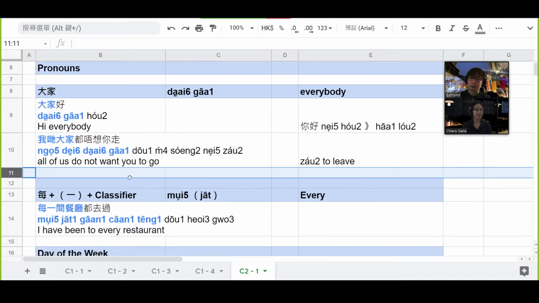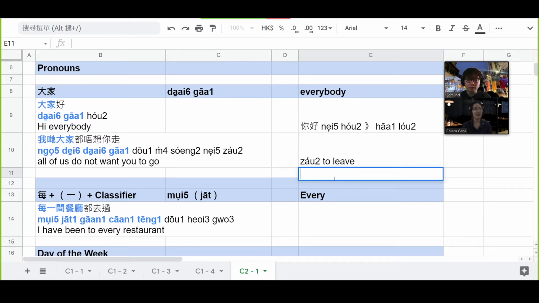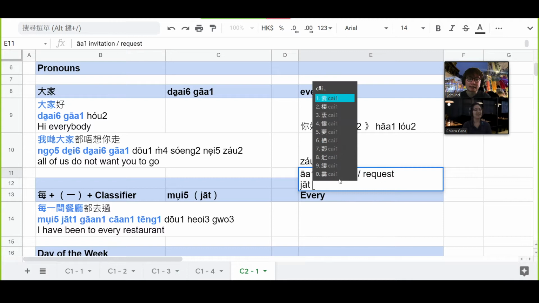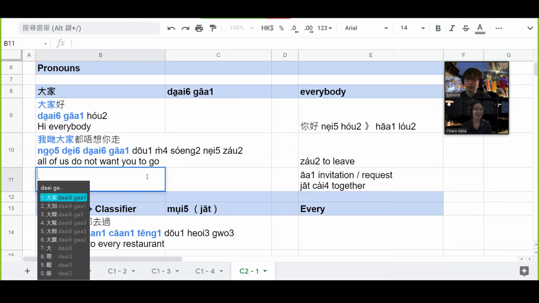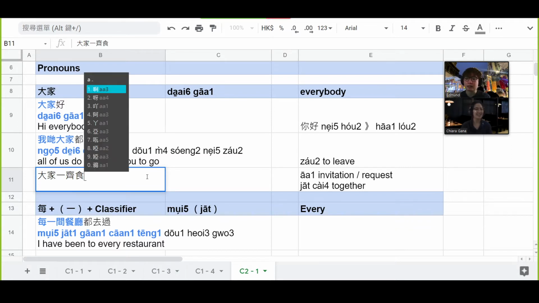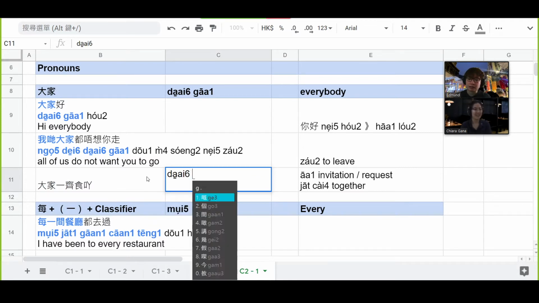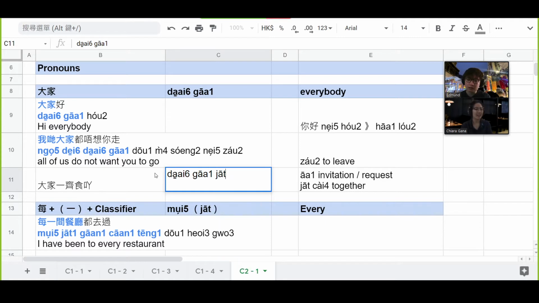Okay, so maybe you can try one sentence. If you remember, do you remember what tone is used for request or invitation? The first tone is for invitation or request. So maybe you can try: everyone, let's eat together. Together is 一齊. Everyone let's eat together: 大家一齊食啊. 大家一齊食啊. Everyone, let's eat together.